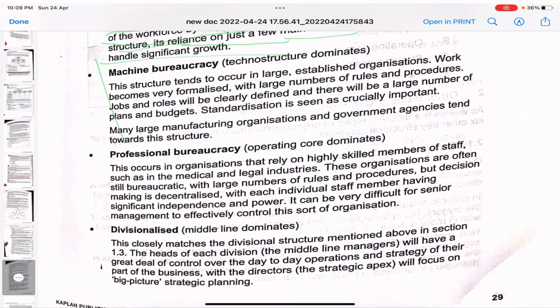This structure tends to occur in large established companies and organizations. Work becomes very formalized with a large number of rules and procedures. Jobs and roles will be clearly defined, and there will be a large number of plans and budgets. Standardization is seen as crucially important. Many large manufacturing organizations and government agencies tend towards this structure. So machine bureaucracy mainly occurs in large companies, and here standardization is really important. When you have many rules and many procedures, then obviously you need the technostructure to dominate.